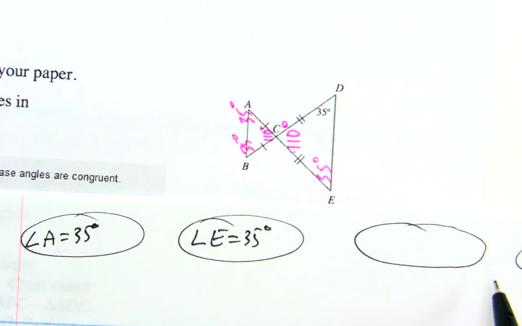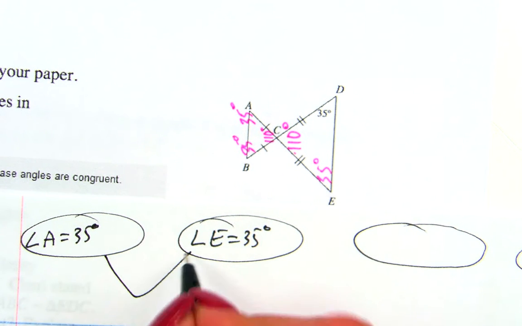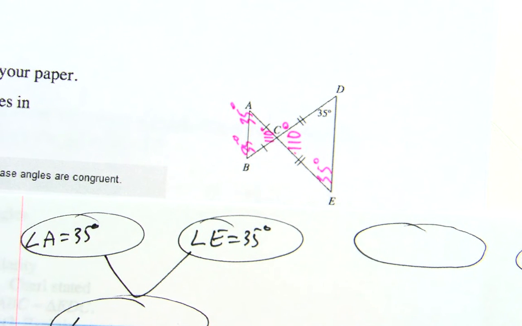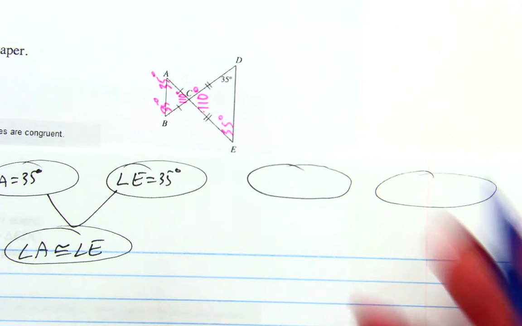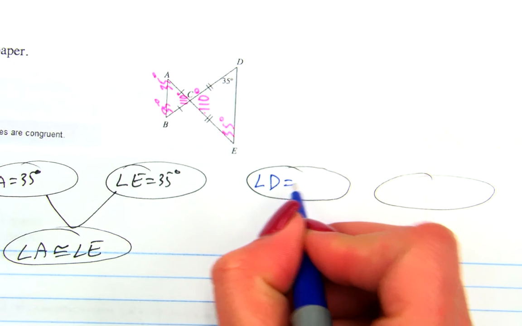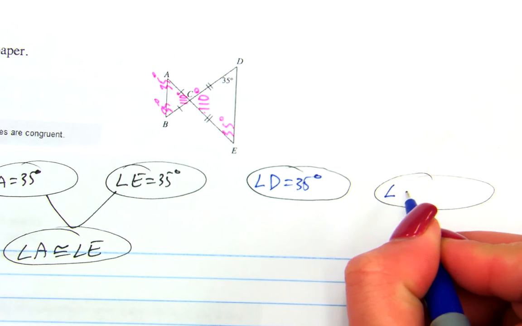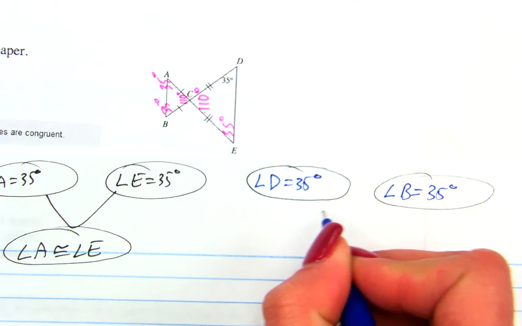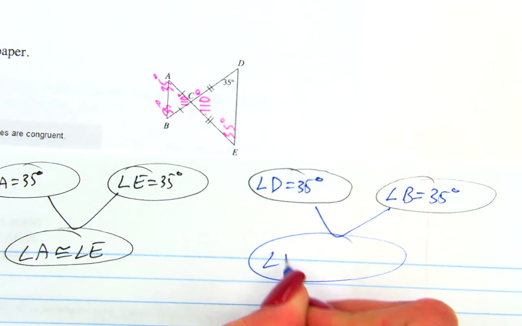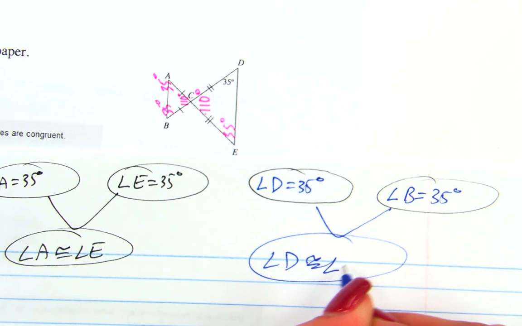Okay. This is going to be a little tricky, so you're going to have to bear with me here. So that means that angle A is congruent to angle E. That's the first one. And then the second one is angle D is equal to 35 degrees. So angle B is equal to 35 degrees. And then that means angle D is going to be congruent to angle B.